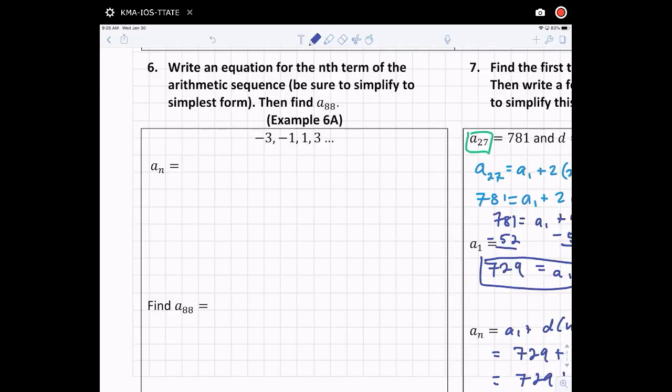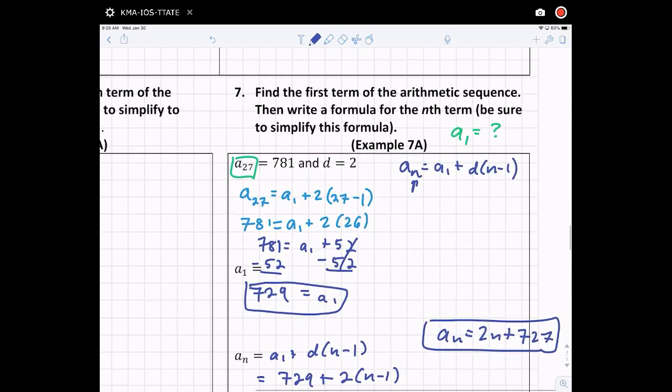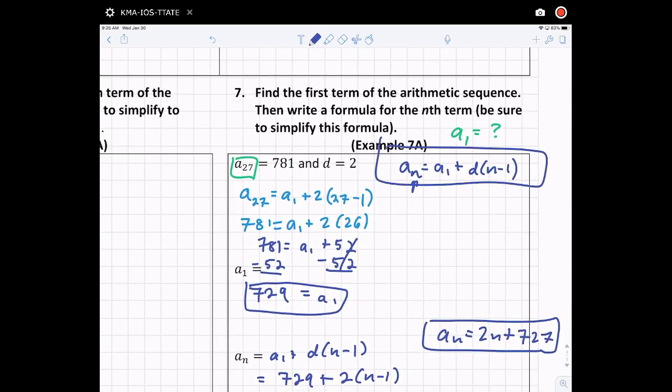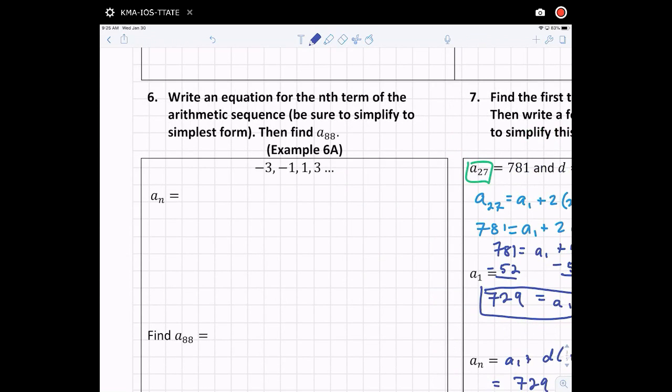Number 6, write an equation for the nth term. Remember, when they say an equation for the nth term, you're looking for a sub n, which is this formula right here. Okay. Then find a sub 88. So there's a few things I do need to know for this formula.